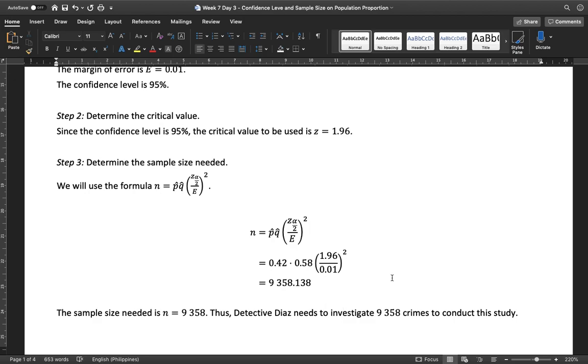So, that's it. Now, alam na natin kung paano kumuha ng sample size. In our next video, we're going to deal with hypothesis testing. So we will come up with the basics of hypothesis testing in our next lesson.